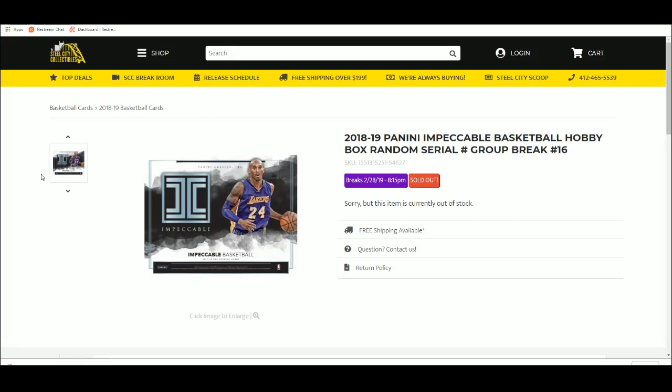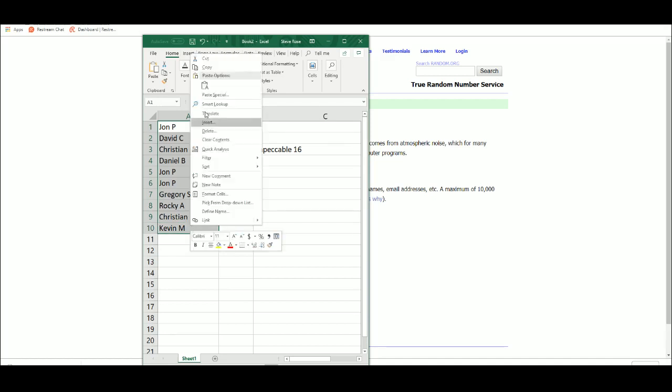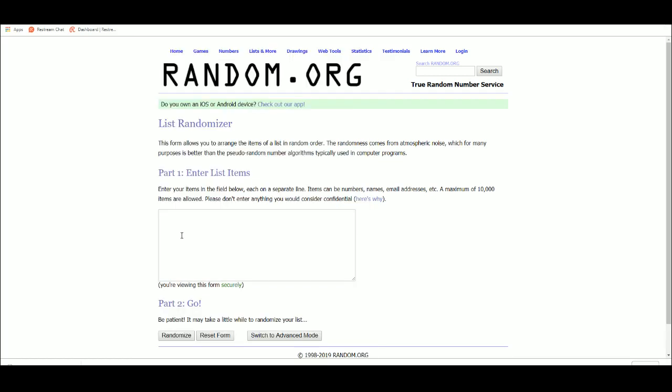So next up, we have our 2018-19 Panini Impeccable Basketball, group break number 16. John, Dave C., Christian, Daniel, Gregory, Rocky, Kevin. So some people with multiple spots. Five times, good luck.